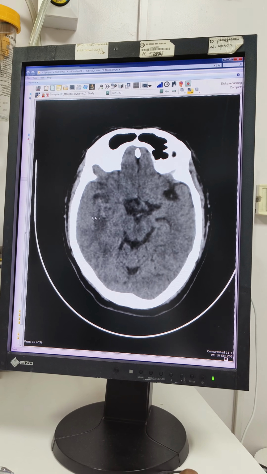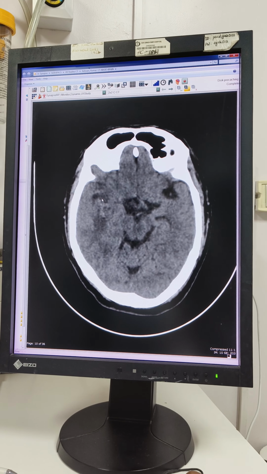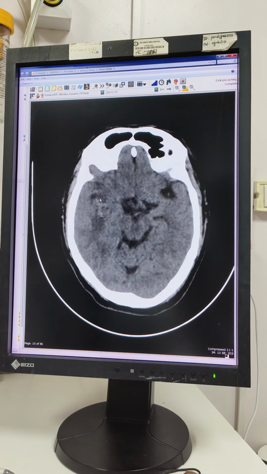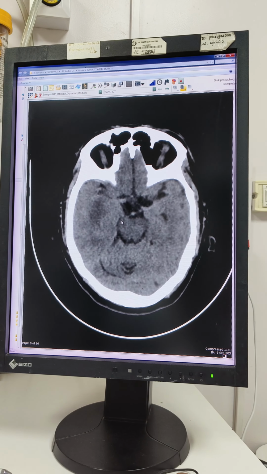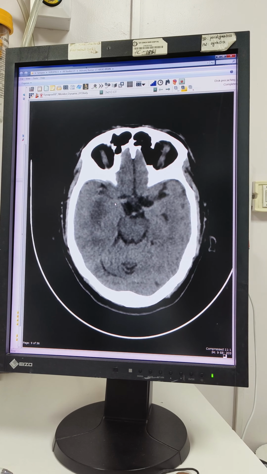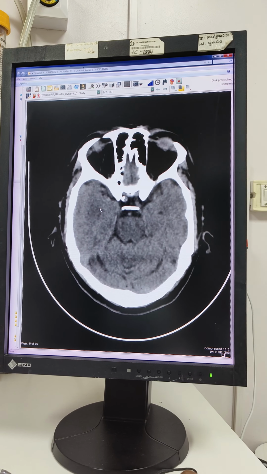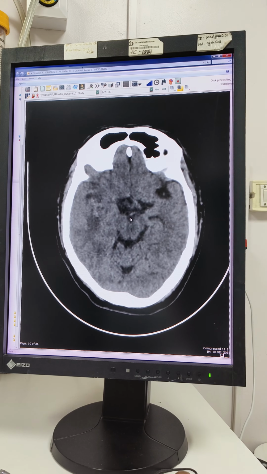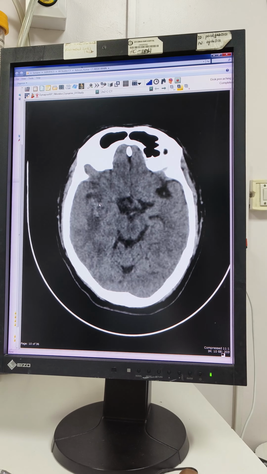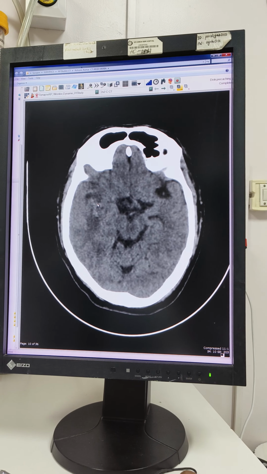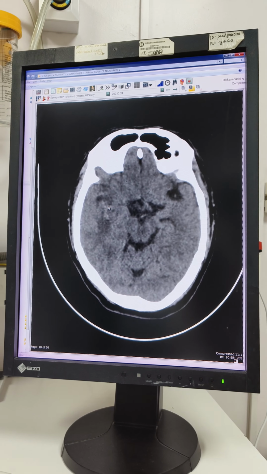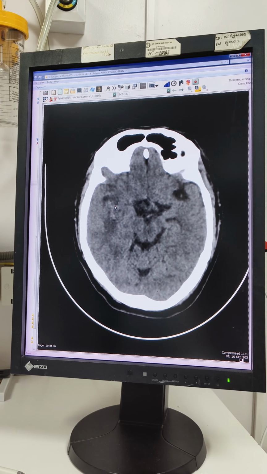Here, this is the region of the temporal lobe. You can see the medial border of the temporal lobe, which is the uncus. The uncus has already started prolapsing towards the brainstem. In this case, the uncal herniation on radiological imaging is a sign of raised ICP.